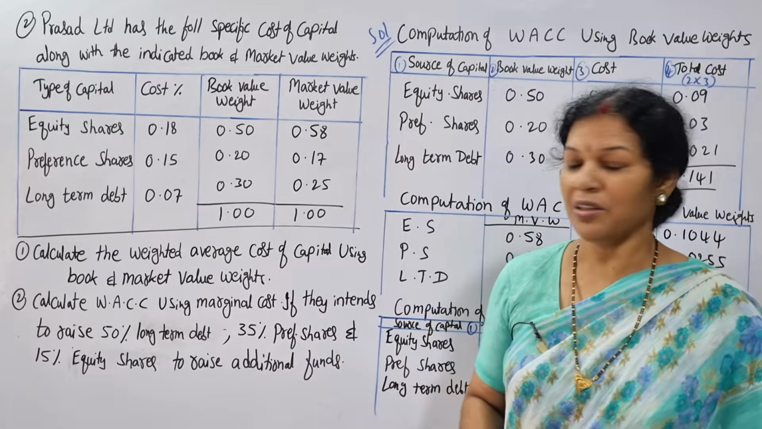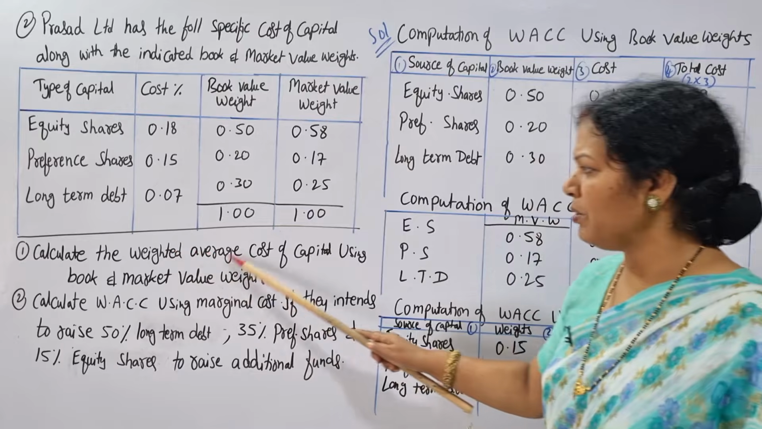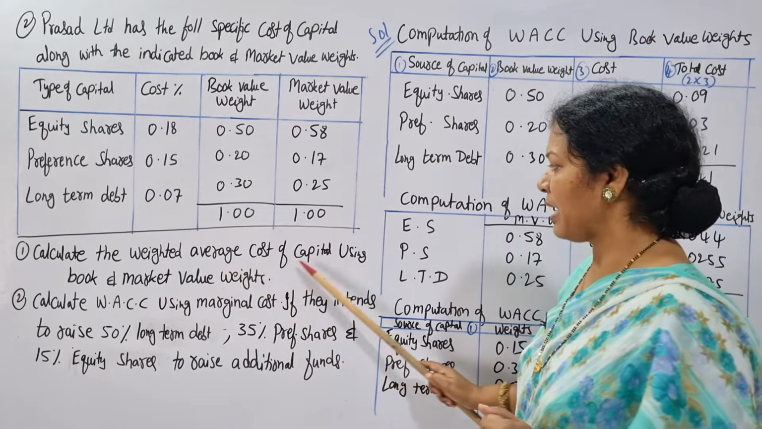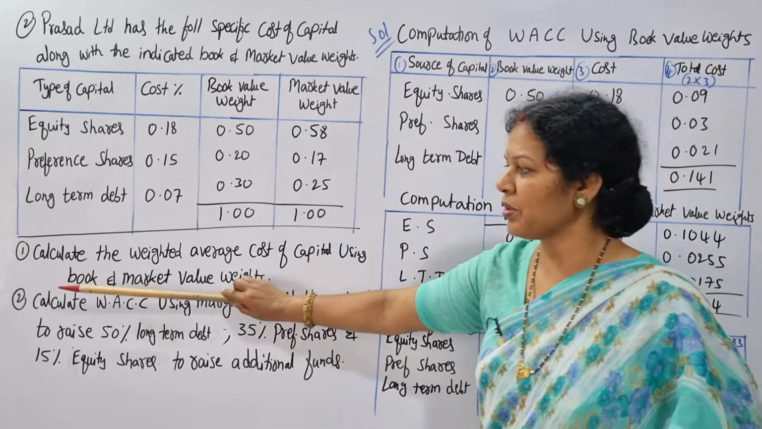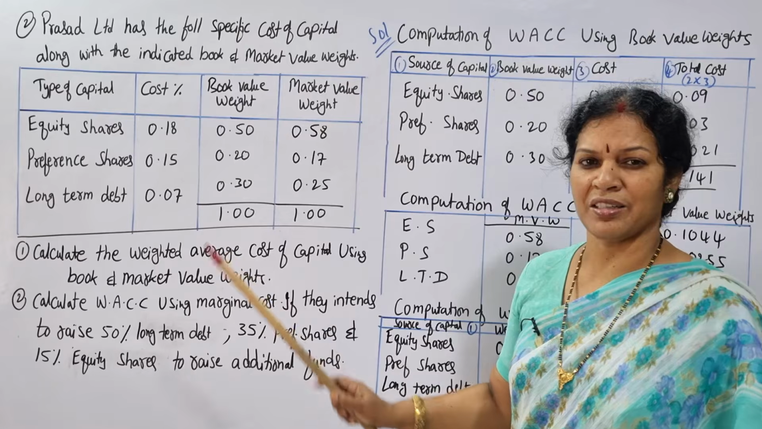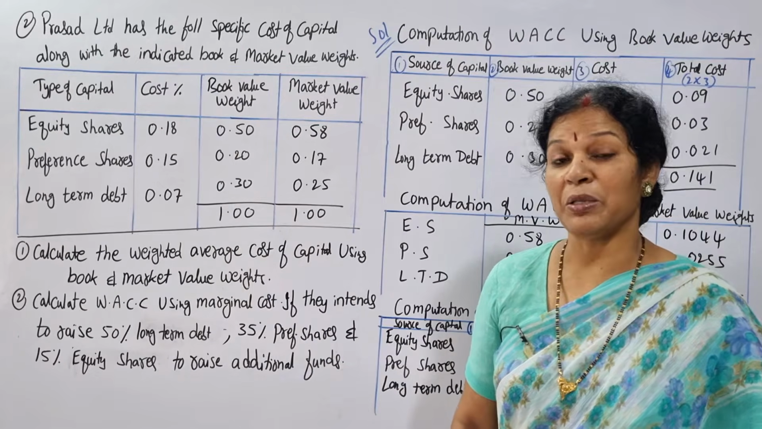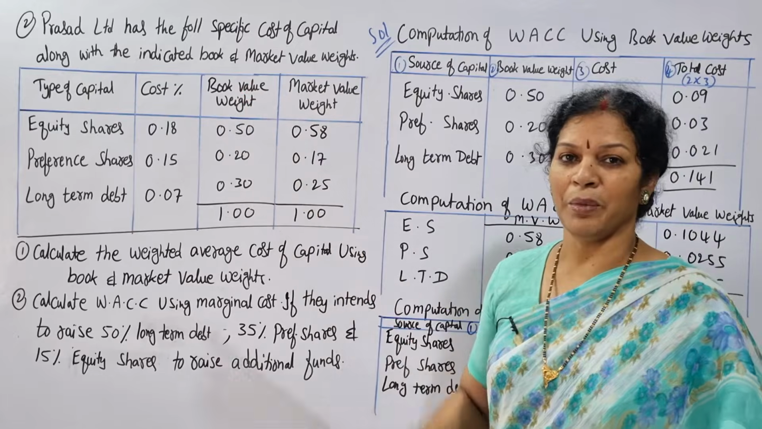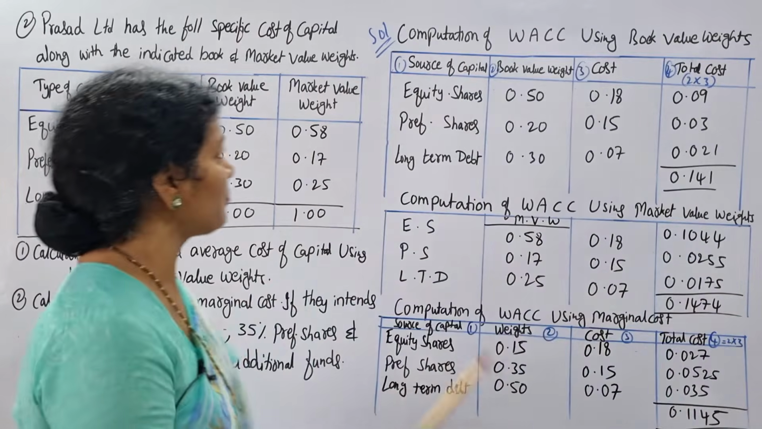Are you getting it? So this is given to us, and what they are asking is: calculate WACC, weighted average cost of capital, using book and market value weights. Let's focus on this first. The second bit we'll see later. How to calculate? Simple, I'll show you through a table.